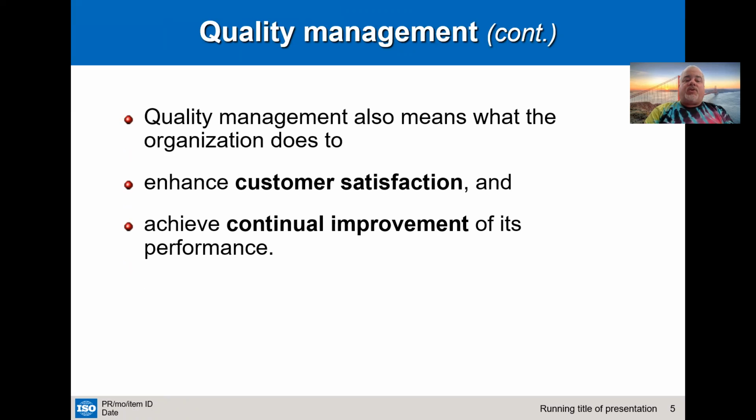Quality management also means what the organization does to enhance customer satisfaction and achieve continual improvement of its performance. Now, in one of my business classes, I talk about continuous process improvement, or CPI. And that's a very important concept in business. You shouldn't assume, I've got this down, our company's great, our company's number 1, we know what we're doing, we're the best. And then just keep doing it over and over and over again without ever thinking about what you're doing. You should always be looking at ways to improve quality, improve cost savings, improve efficiency, improve environmental compliance.